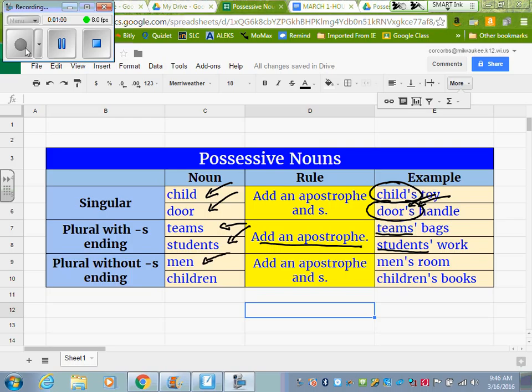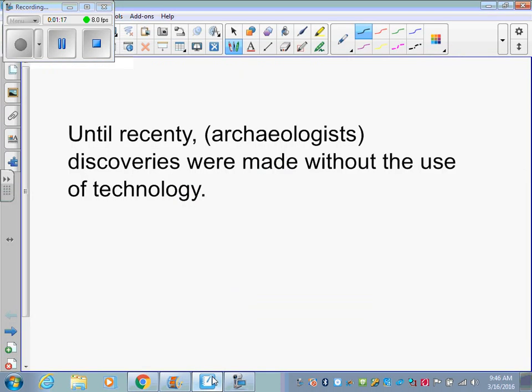We do have our irregular friends here. We have men and children, but they're going to follow the same rule that they did up here, which means if they don't have an S, you're going to add an apostrophe and then an S. So men is going to turn into men's, and children is going to turn into children's. So we're just going to do a few examples real quick.